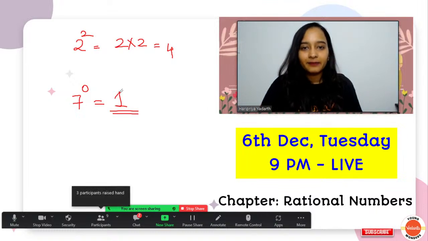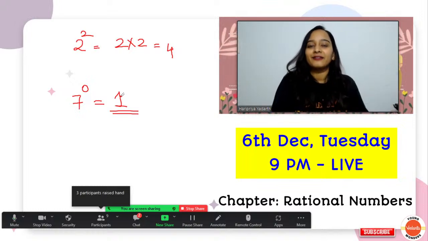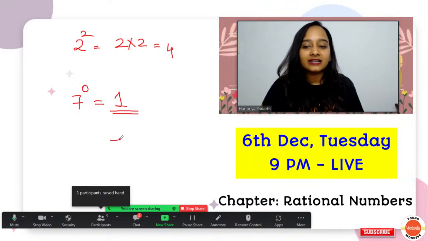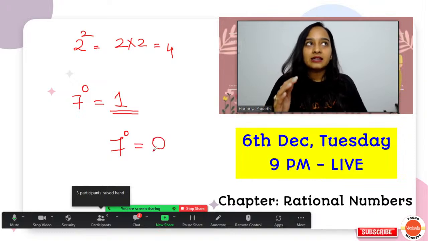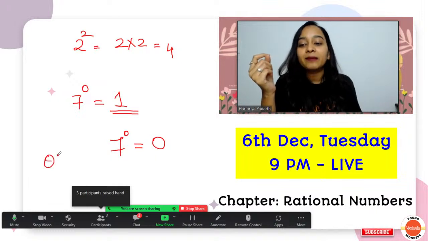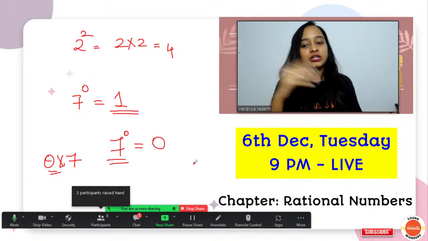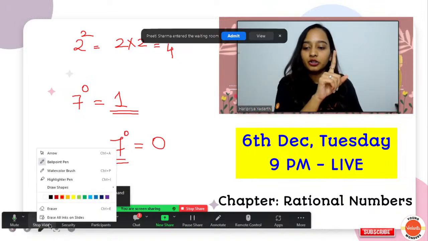Okay, because what is raised to the power something? You're multiplying with itself. Here you can't say that 7 raised to the power 0 is 0. You get the answer as 0 only when you're multiplying some number with 0. But here you're not multiplying any number with 0. So it can't be 0. It is equal to 1.